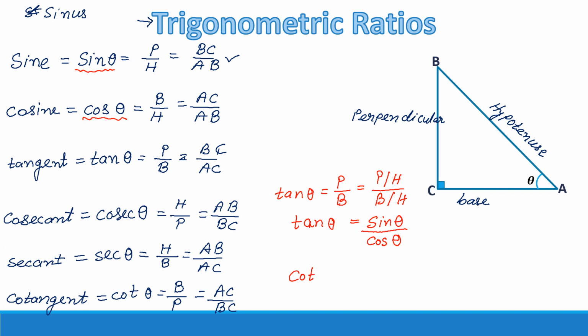And in the same way, cot theta can also be written as the ratio of cos theta and sine theta. So these are the things which you have to learn. These are the ratios and their definitions, how these trigonometric ratios are defined in terms of the sides of a right angle triangle. So you need to learn that sine theta, cos theta and tan theta are equal to what.